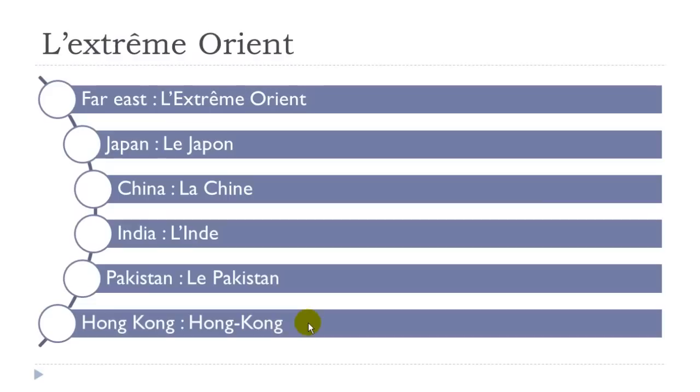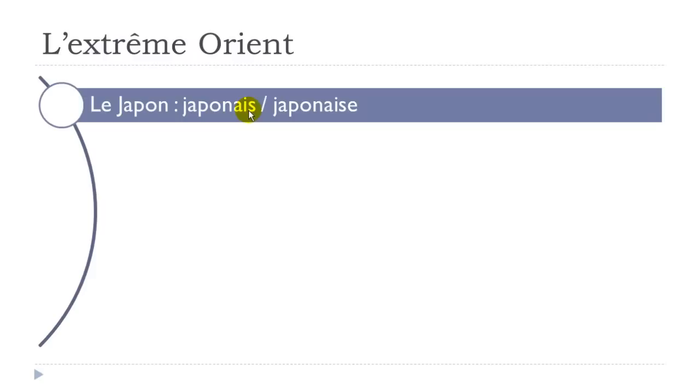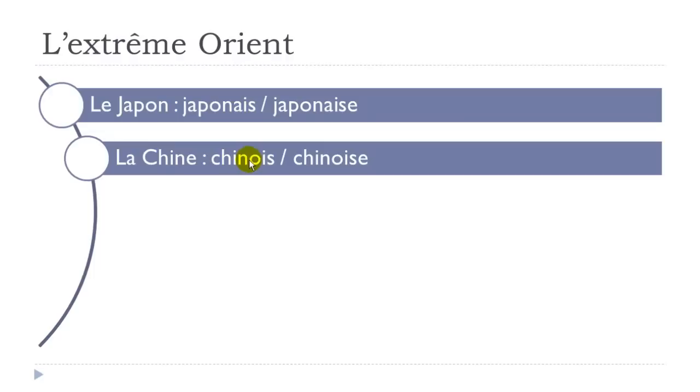Okay, and now for the nationalities. So each time I will put the masculine form and the feminine form. Okay, le Japon, japonais, japonaise. So the only difference is there is, aise. La Chine, chinois. So it's really this wah sound, remember? Chinois, chinoise. So chinois, chinoise.